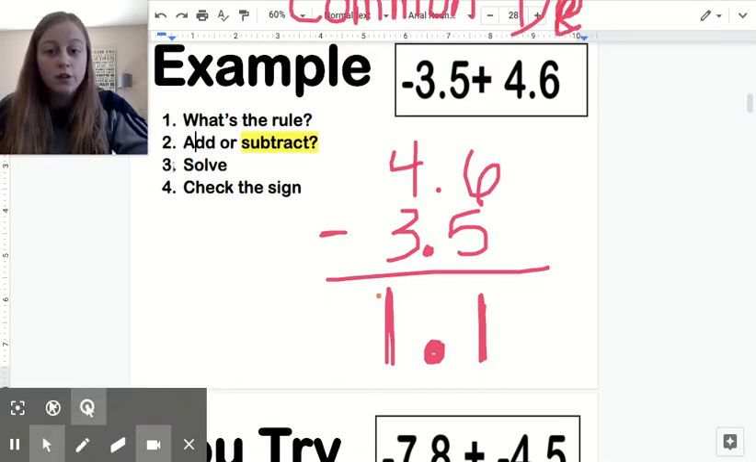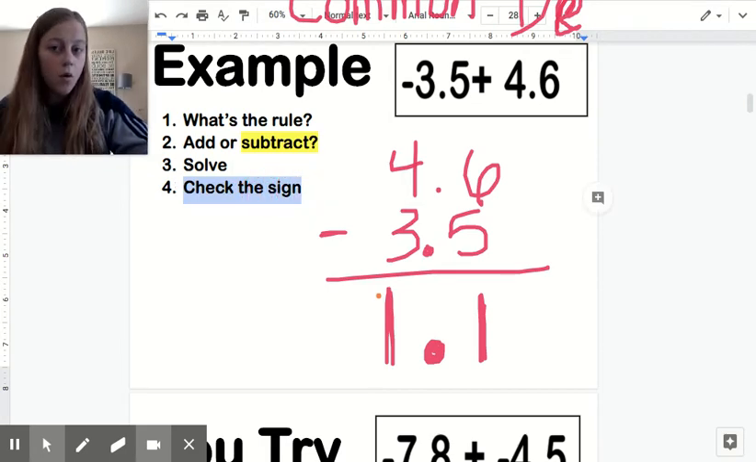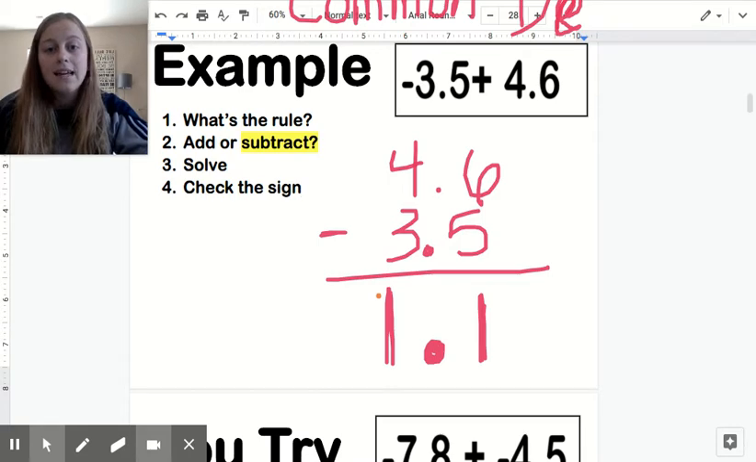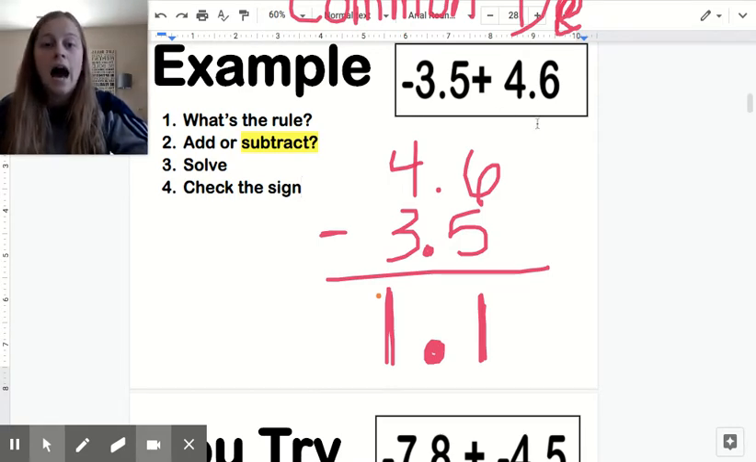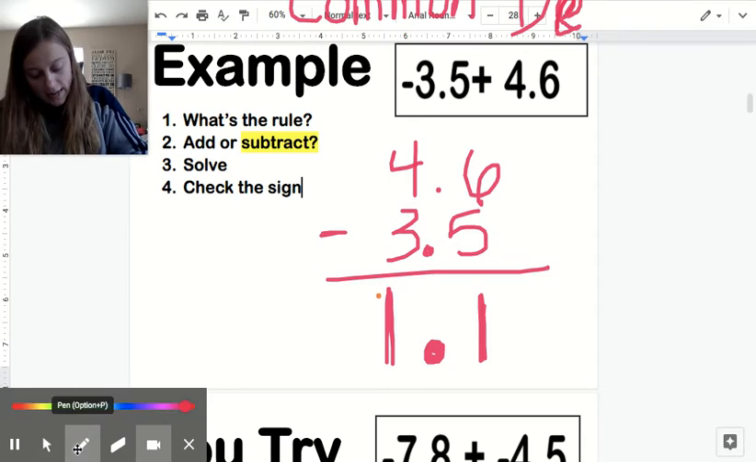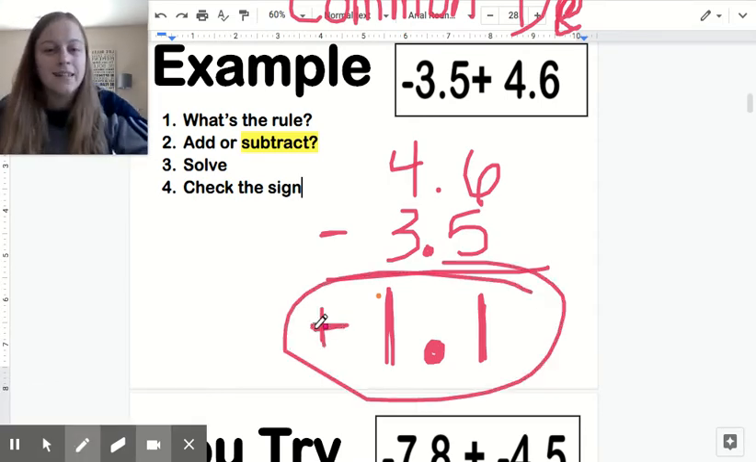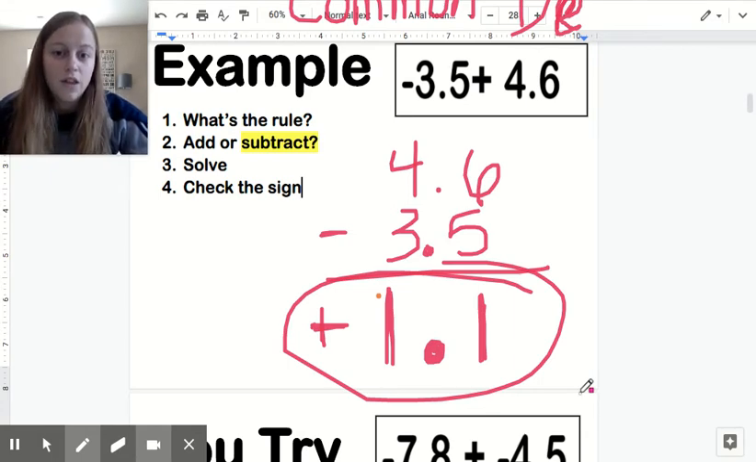Now I have solved it. Now I can check the sign. Remember the rule: same signs add and keep, different signs subtract. Keep the sign of the higher number. Well, 4.6 is higher than 3.5, and 4.6 was positive. So my answer here is just going to be a positive, and you could throw on a positive sign there if you would like.